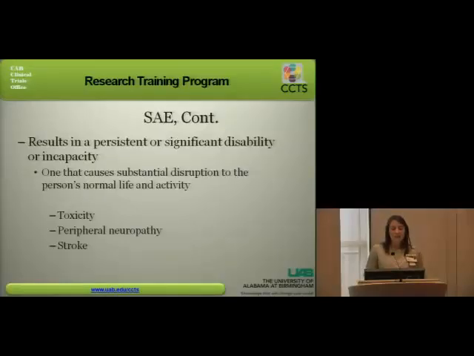An SAE results in a persistent or significant disability or incapacity, one that causes substantial disruption to the person's normal life and activity. Some examples of this are toxicity, peripheral neuropathy, or stroke.